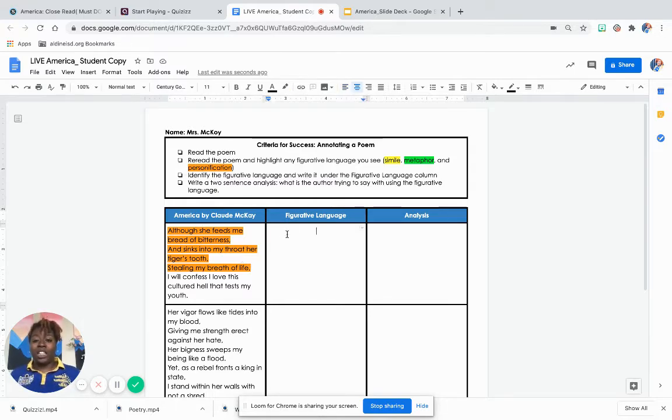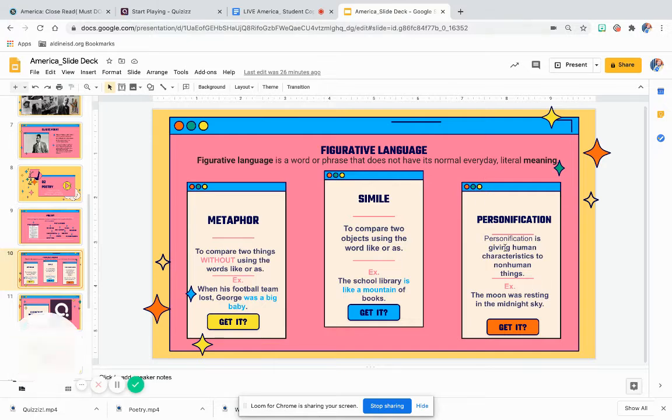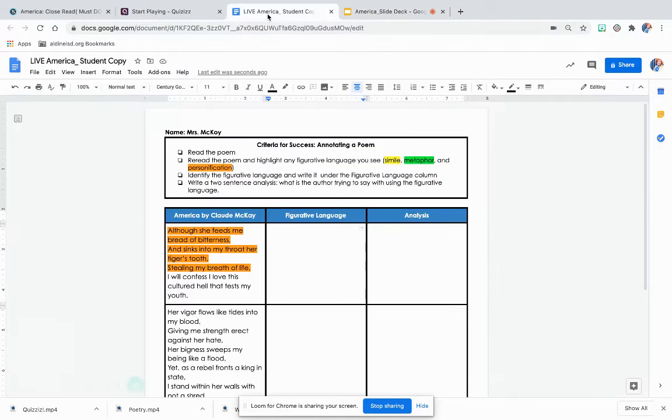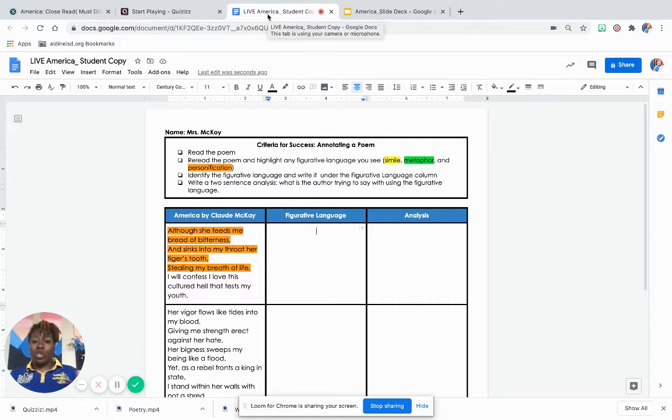Orange is personification. We went back and read and said that personification is giving human characteristics to non-human things. Now you won't have this particular slide, but you can always pause the video, or you should have your poetry notebook up and you can refer back to it. Okay. We're going to put personification under the figurative language column. And then we're going to analyze what Mr. McKay could actually be talking about. What is he talking about? "She feeds me bread of bitterness."